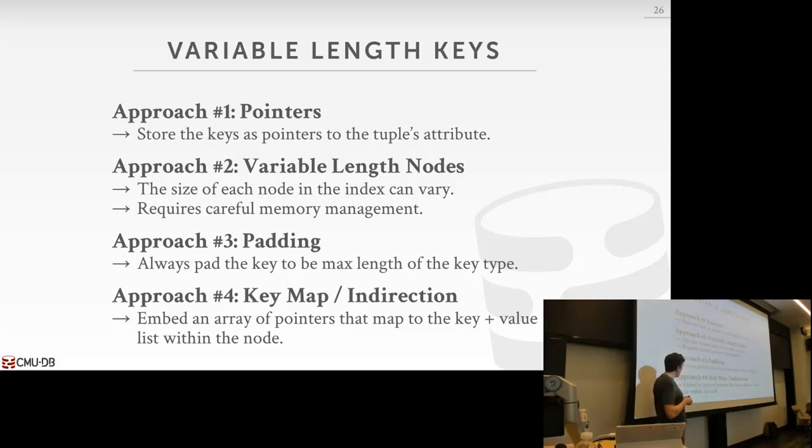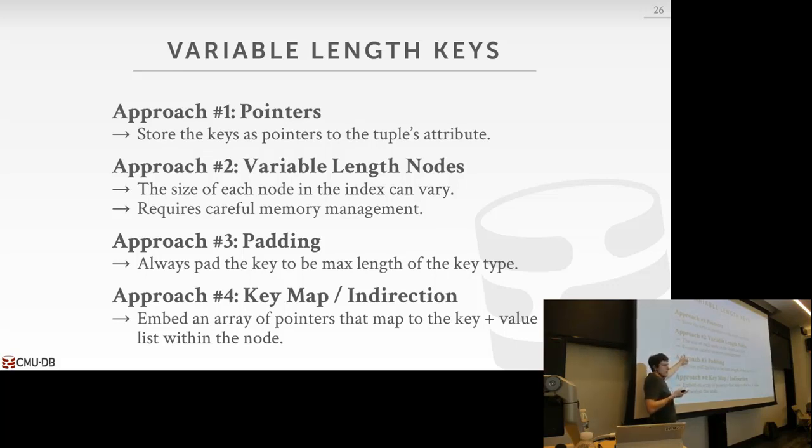The next approach is to do padding, where basically you look at the attribute you're trying to index on, and whatever the max size it could be, no matter what key you give us, we will pad it out with either null bits or zeros to make it always fit exactly our node size. So everything is always nicely aligned. Some systems actually do this. I think Postgres does this, and we can look at that next time.